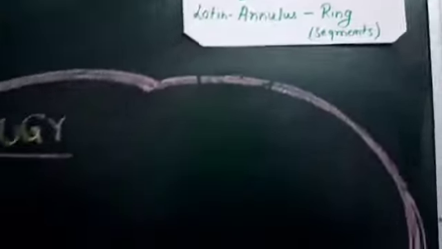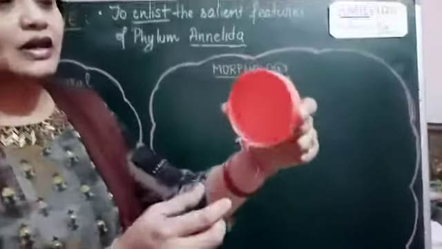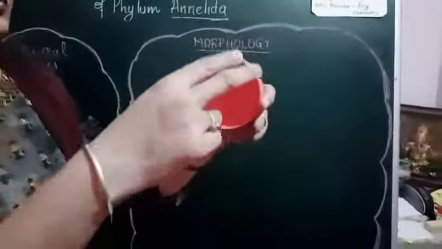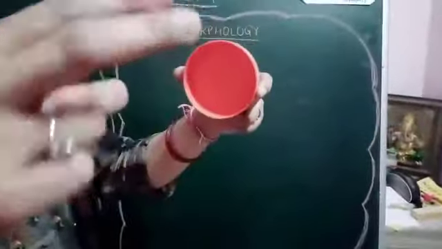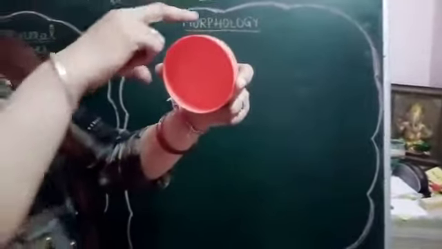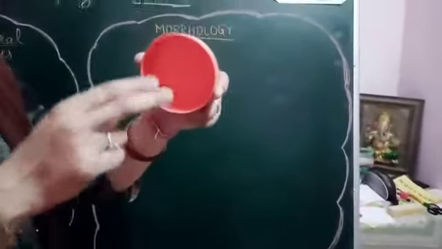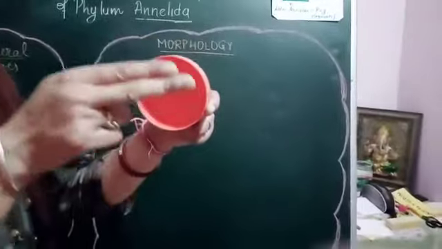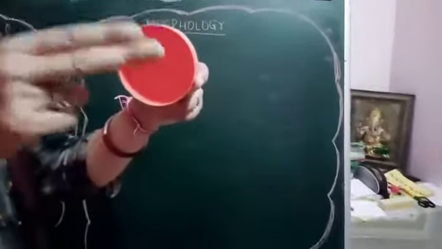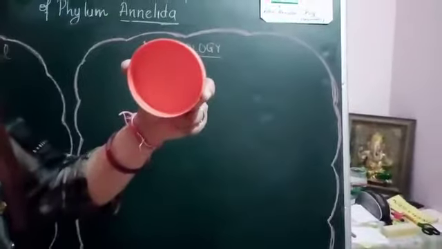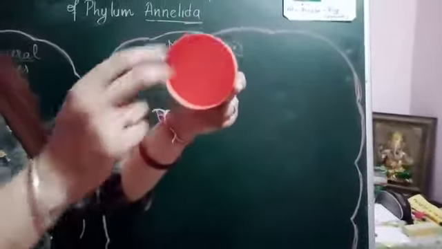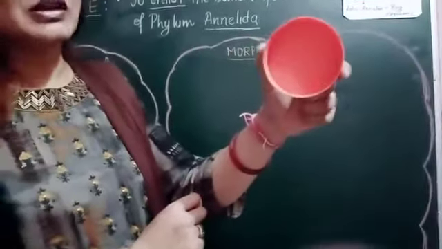If we compare the body of the organism, suppose this is a ring-like form, and this ring-like form is repeated so many times that the body appears to be segmented. This is one ring, this is one segment, and such segments are repeated periodically so as to form the complete body of the organism. Such a property is called metamerism.